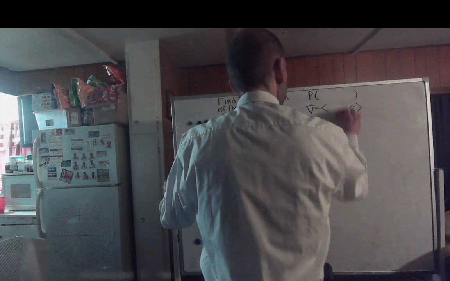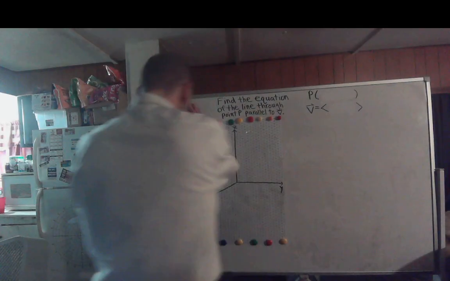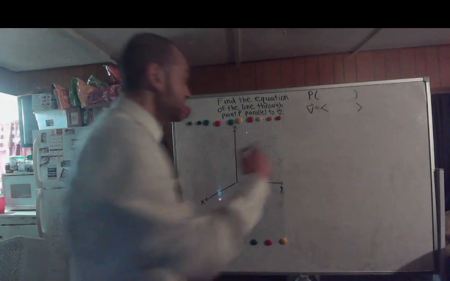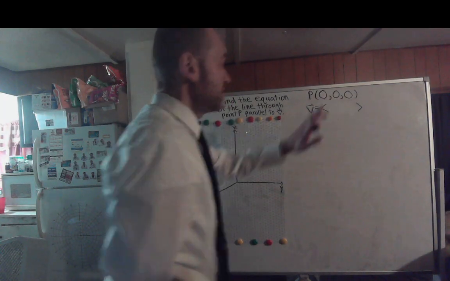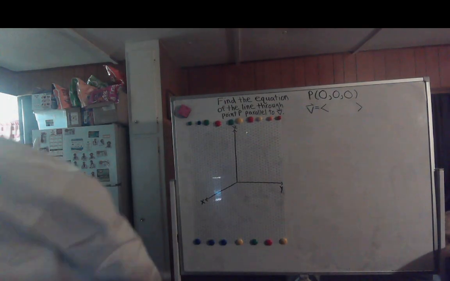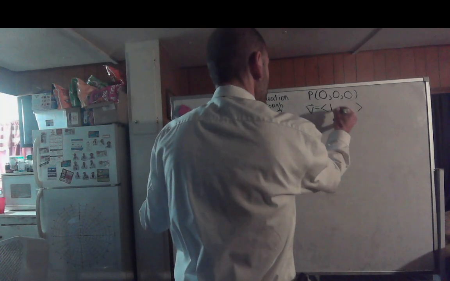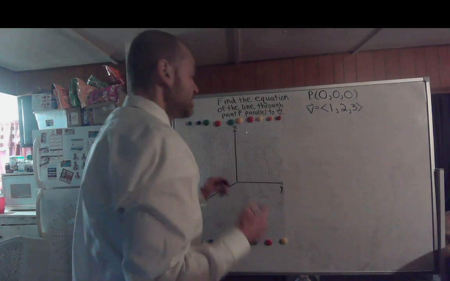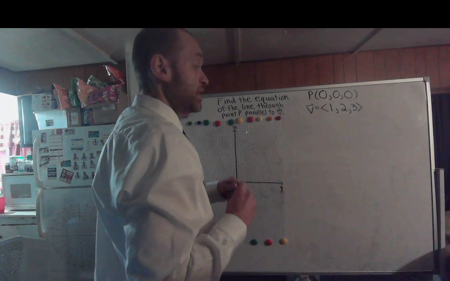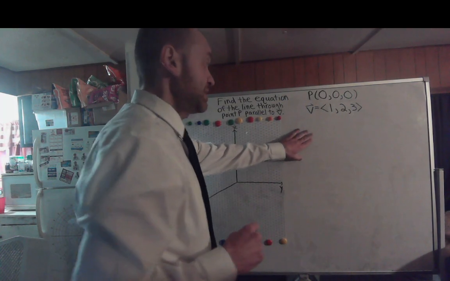All right, so in this case, they take it easy on you. Point P is at the origin. We'll start right at the origin for point P. So P is at 0, 0, 0. Vector V is going to be 1, 2, 3. So vector V is 1, 2, 3. So they actually made this one pretty easy.